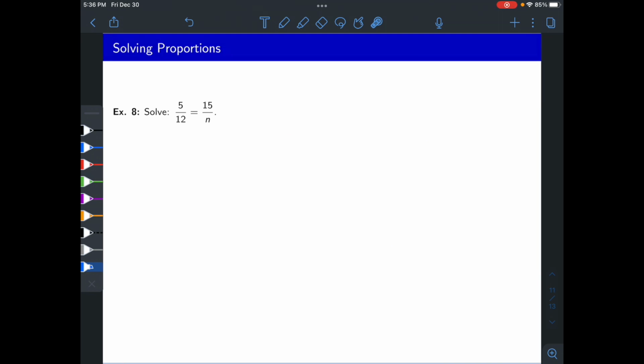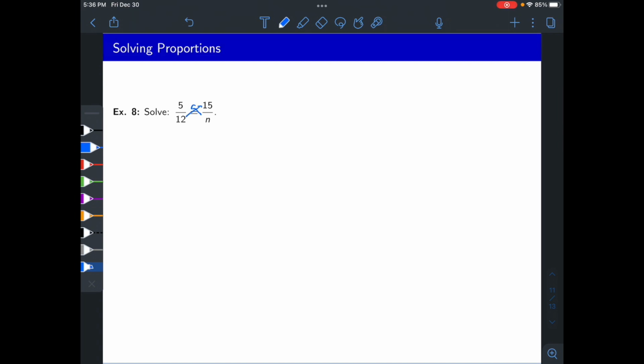All right, 5 over 12 equals 15 over n. How do we solve for n here? So here, cross multiplying is actually not so bad. Because if you want to get n by itself, there are like 3 ways that you could go about doing this that are all equally good. So the first way would be just cross multiply first.